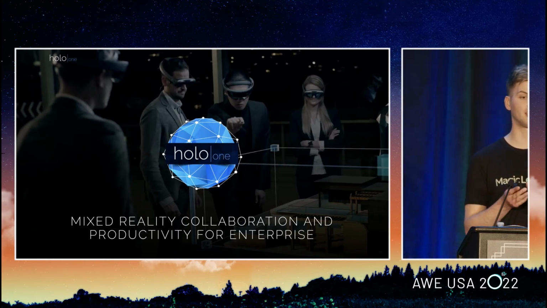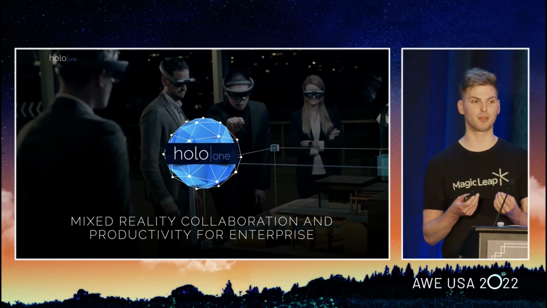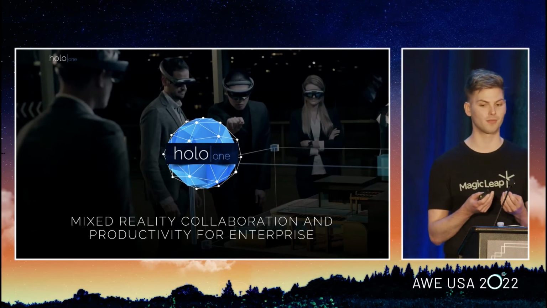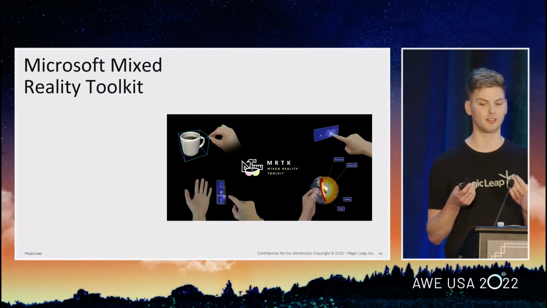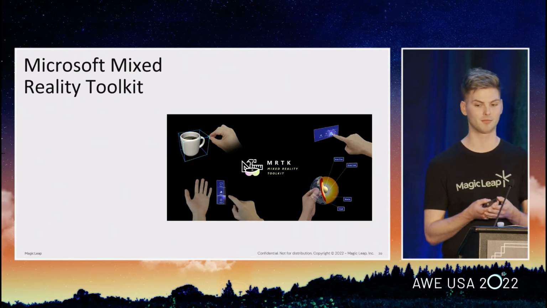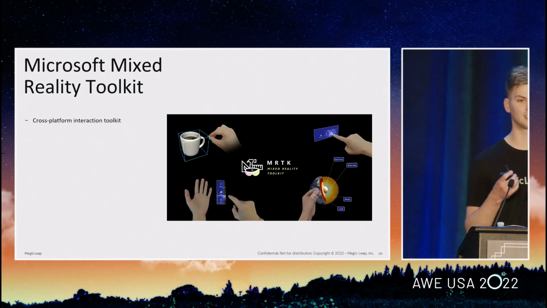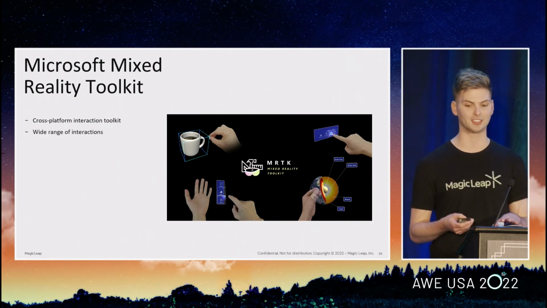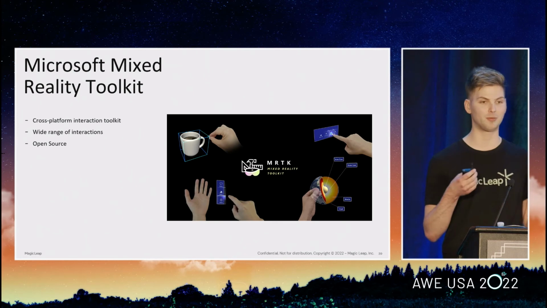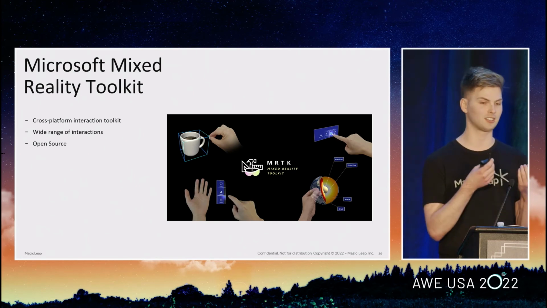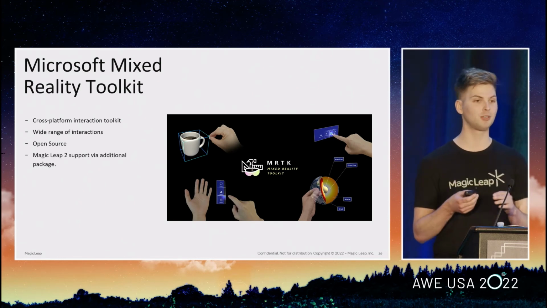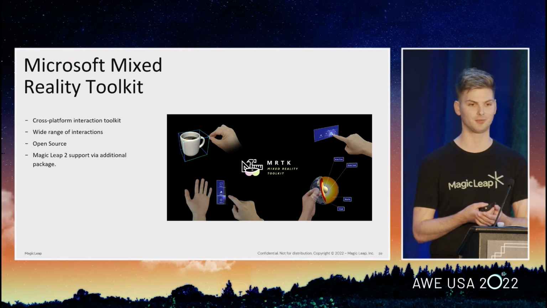But they were able to port the application using the open cross-platform tools. And we know that developing cross-platform applications is easier when you have cross-platform tools. That's why we're committed to supporting tools like Microsoft's Mixed Reality Toolkit. Microsoft's Mixed Reality Toolkit is among the most popular cross-platform interaction toolkits that supports a wide range of interactions. It's open source and developed by Microsoft, so developers, when they find bugs, can resolve them using GitHub. And Magic Leap 2 support can be added using an external package.